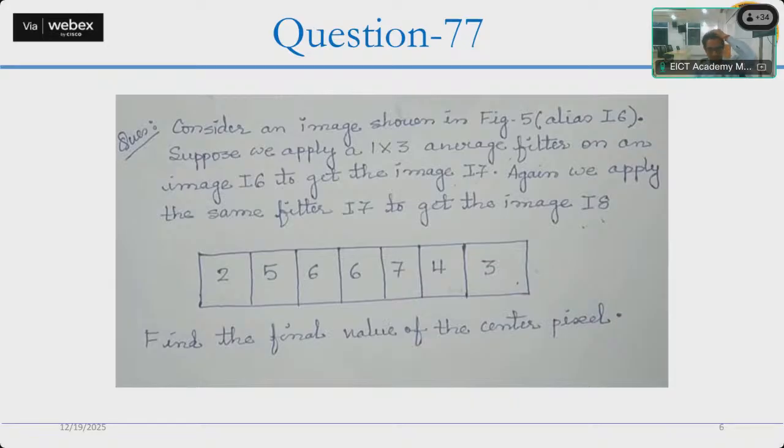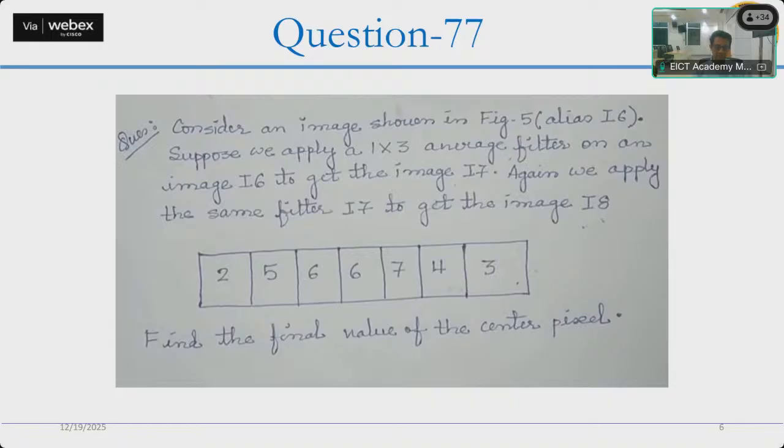This is the final question. Consider an image shown in figure 5. Suppose we apply a 1 by 3 average filter on an image I6 to get the image I7. Again, we apply the same filter on I7 to get the image I8. Find the final value of the center pixel.